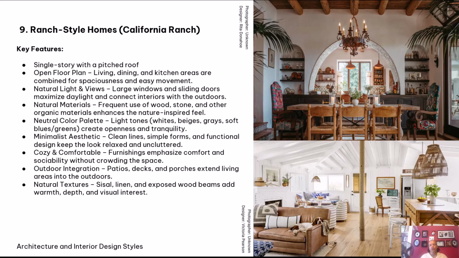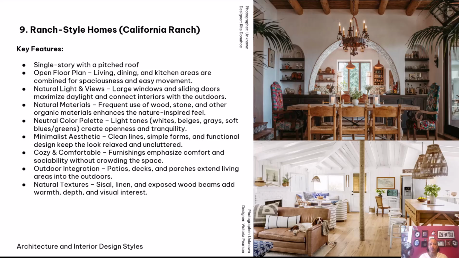And then we have ranch style homes. And so this is a lot of what happens in California. So these are typically single story houses with pitched roofs, meaning that they go up in a point. Excuse me, they're typically open to views, which is nice. They tend to have a natural color palette with some accents.